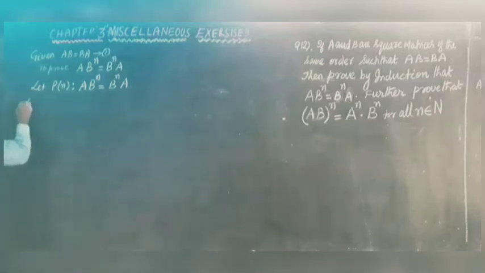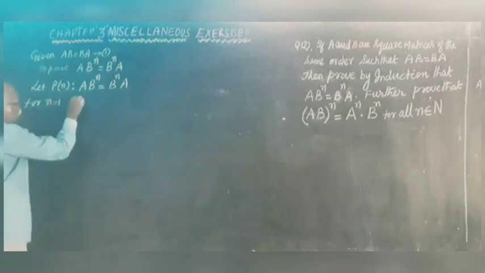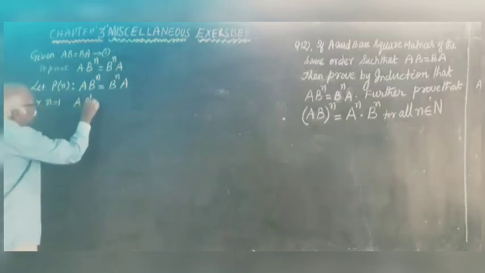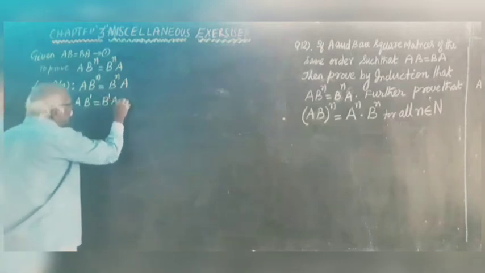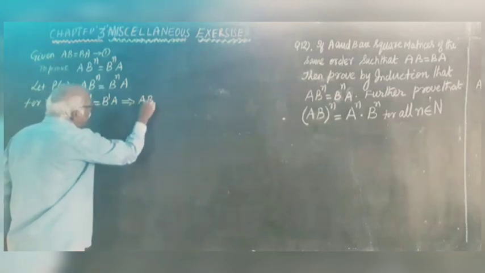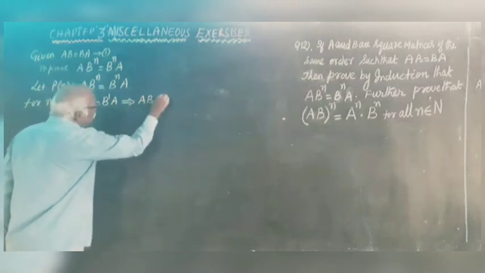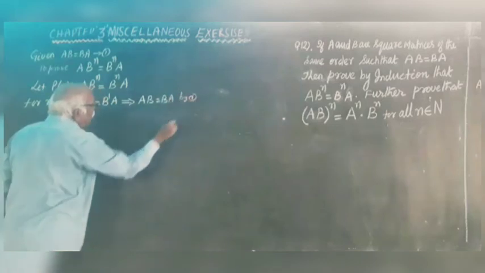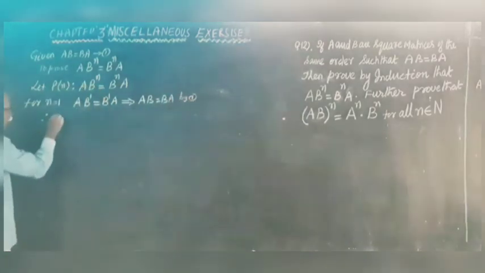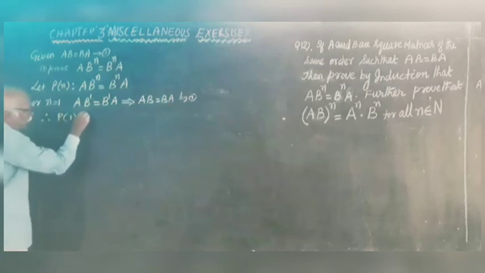For n is equal to 1, AB power 1 is equal to B power 1 into A. This implies AB is equal to BA. Therefore, P of 1 is true.